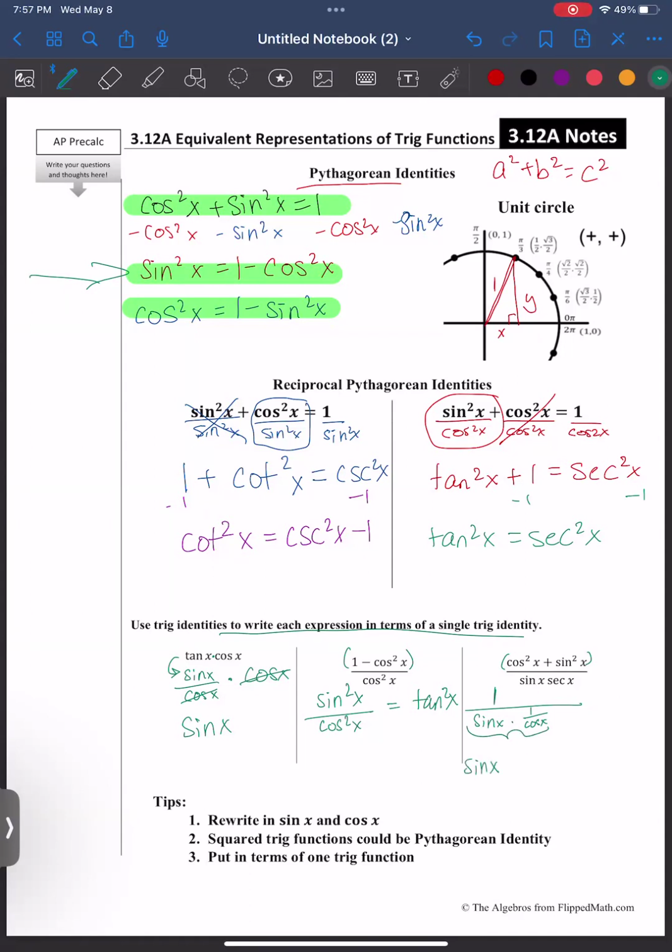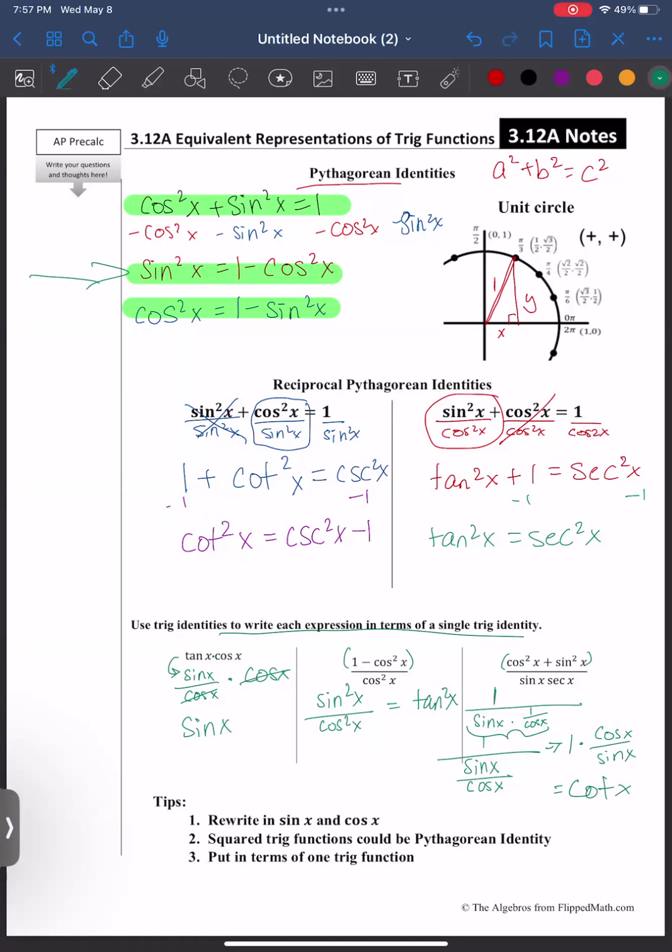that's going to end up being sine of x over cosine of x, and then over that 1, meaning what's going to happen is I'm going to go ahead and have 1 times the reciprocal, which is cosine of x over sine of x, which means that my final simplified version is just the cotangent of x. Okay?